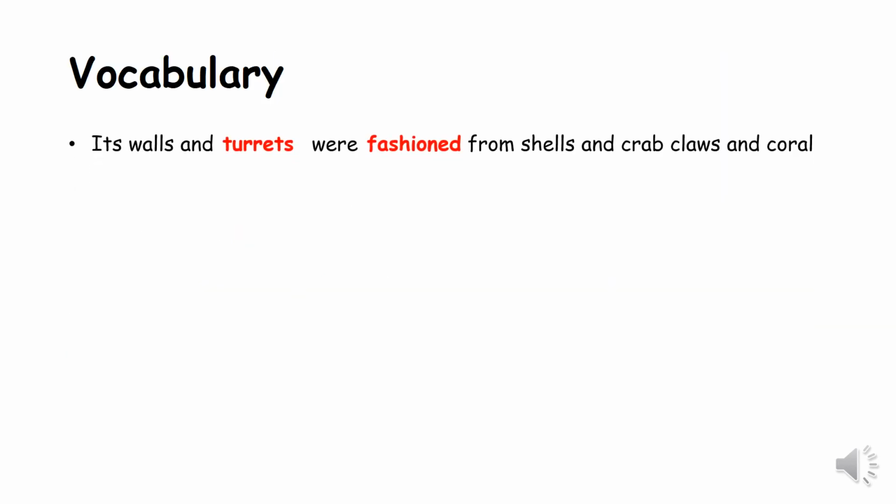Vocabulary. We will look at some of the vocabulary the author has used. So, its walls and turrets were fashioned from shells and crab claws and coral. I've highlighted 2 words in red. Turrets. Do you know what turrets are? Okay, let's have a look. So turrets are a smaller tower, or they are at the corner of a castle. Fashioned. What do you think fashioned means?